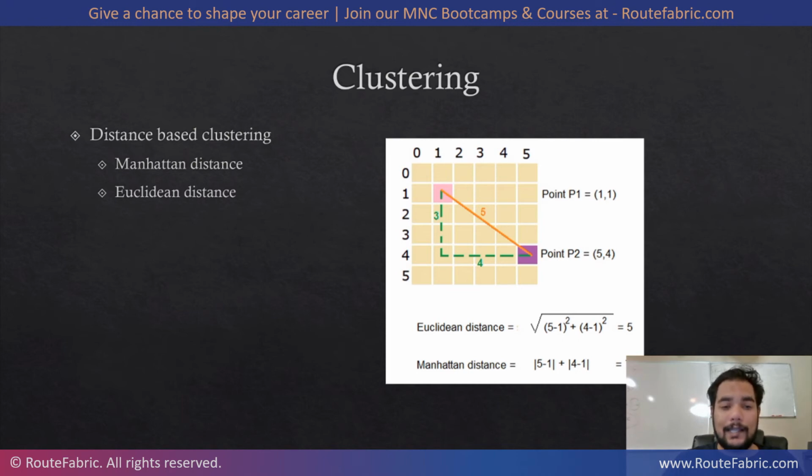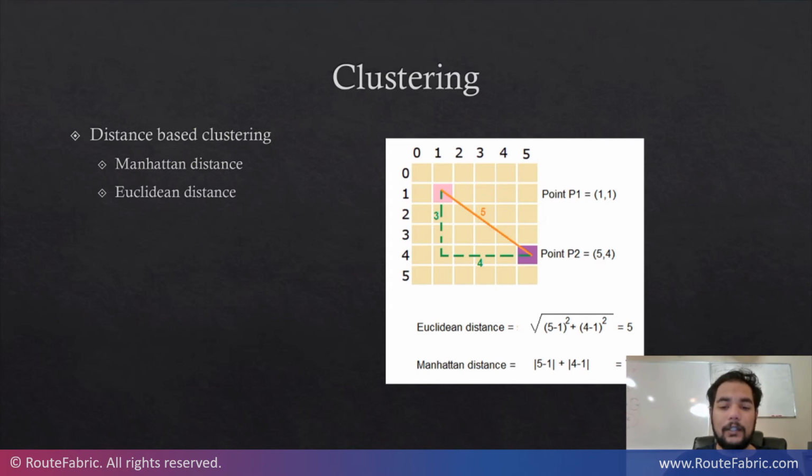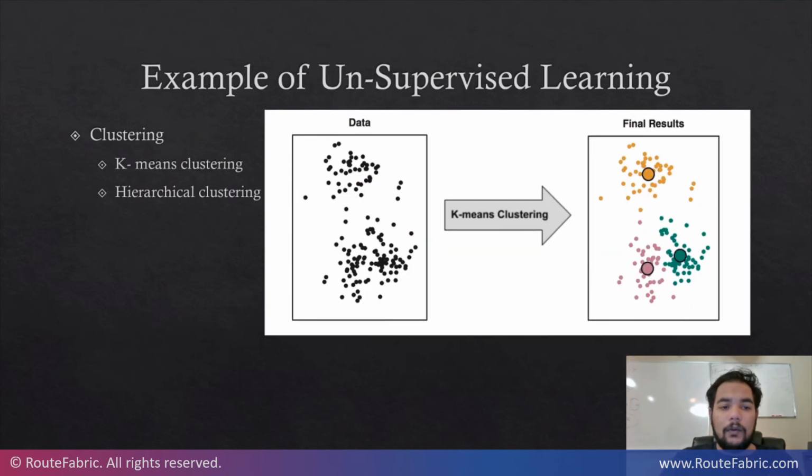In the given example, we find that the Manhattan distance is 7, whereas the Euclidean distance is the square root of the difference between the x values of P2 and P1 and the difference between the y values whole square. For the same problem, we get that the Euclidean distance is 5. Now, let us see an example for unsupervised learning.